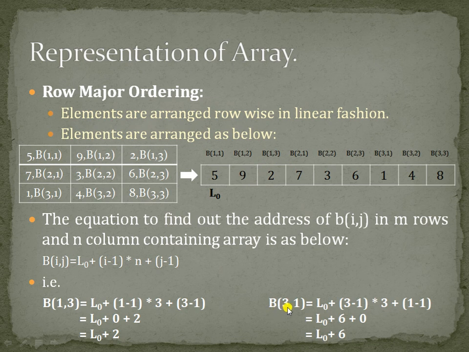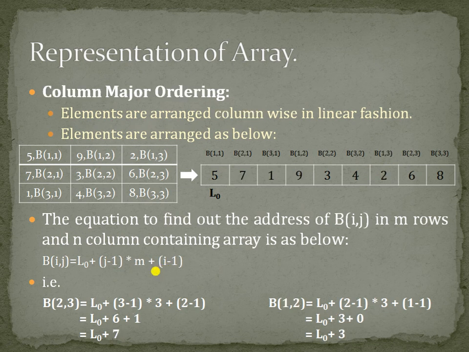Similarly, if I would like to calculate the address of B31, I can apply the same formula, and I get L0 plus 6. B31 represents the element 1. If I move 6 positions from L0, 1, 2, 3, 4, 5 and 6, I get the element B31 in row major ordering. So this is the equation for calculating the address of a specific element in row major ordering.